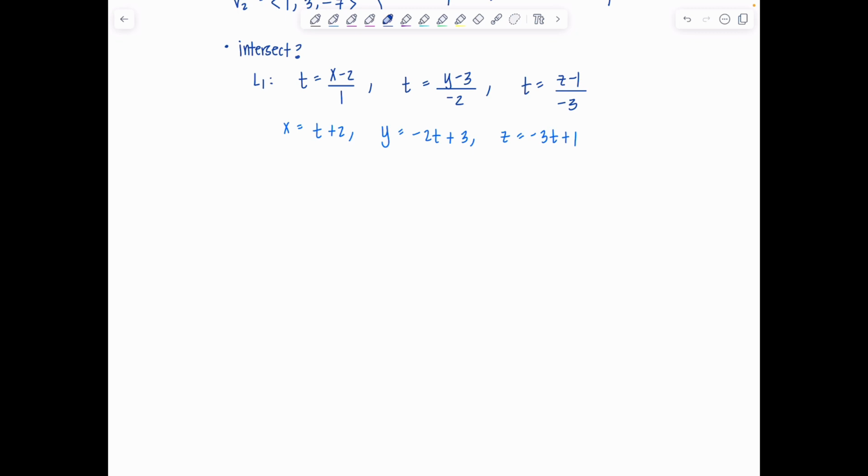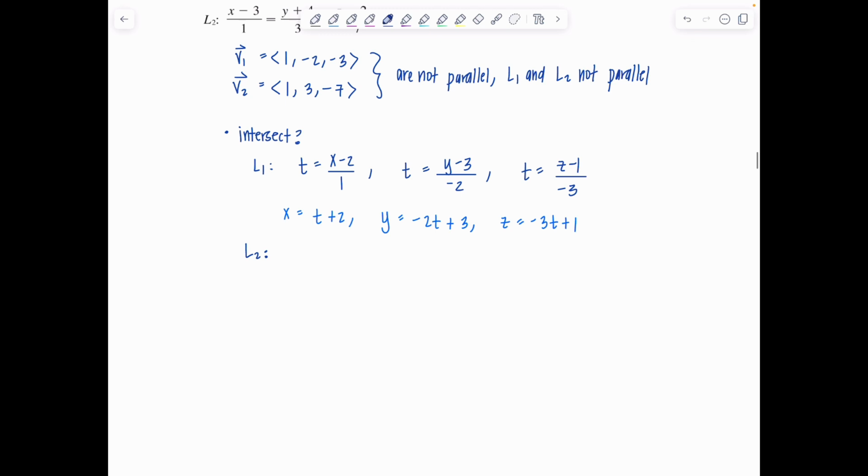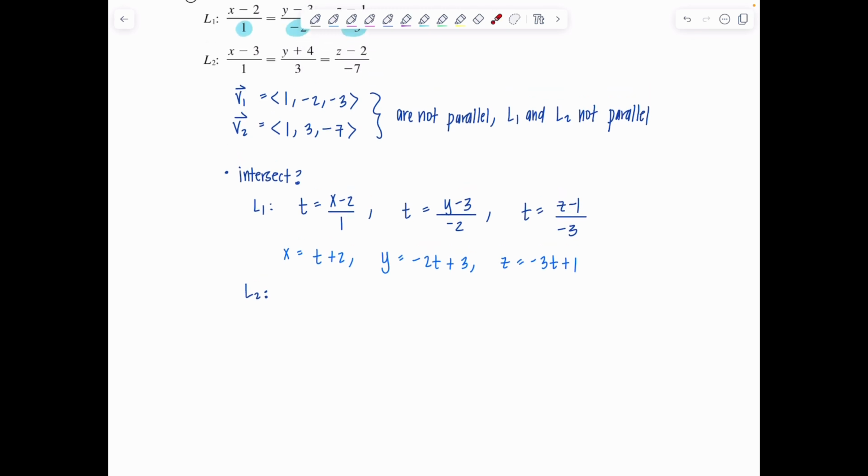Now let's move on to line 2. And this time, let's use a different parameter so we don't get everything confused. So I'm going to use s. s equals all of these. So here we'll have s equals x minus 3 over 1, so x equals s plus 3. Let me not skip steps. I got too excited. s equals y plus 4 over 3, and then s equals z minus 2 over negative 7. So then again, let's solve for x, y, and z to get our parametric equations. So x equals s plus 3, y equals 3s minus 4, and then z equals negative 7s plus 2.